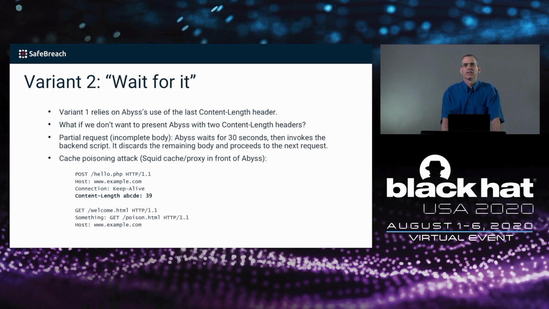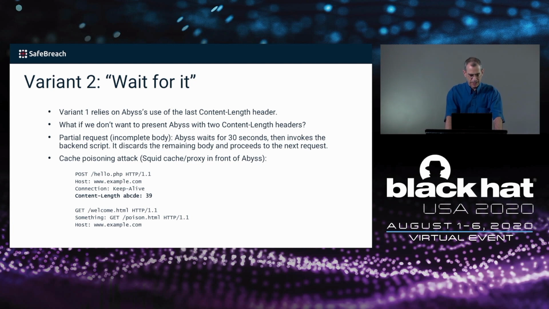Now, what if we don't like this, to feed Abyss with two content length headers? What if we suspect that Abyss will fix this soon? So we discovered an interesting Abyss behavior, something that is also exhibited by other web servers, which is if the request is partial, it may still be fulfilled by the web server. And by partial, I mean that the full body bytes were not yet received.